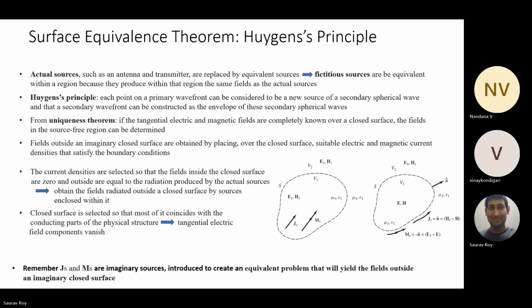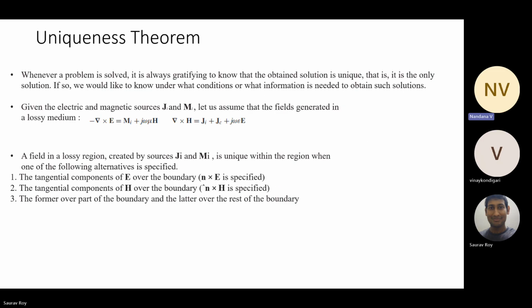Actually, you see, there are two pictures. The left side picture shows the real problem, and the right side shows the equivalent problem. J and M are the imaginary sources. J are in both pictures, right? They have a subscript. You tell me which one. Here, do you see in the second line, given the electric and magnetic field sources are Ji and Mi? That is what I told you, right? In the equivalence theorem. Okay, this is the problem.